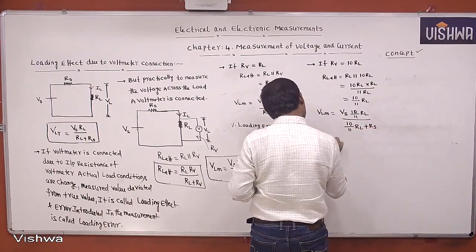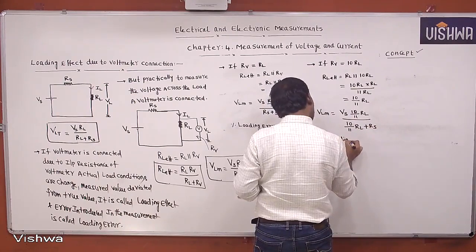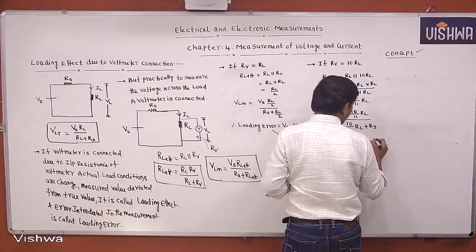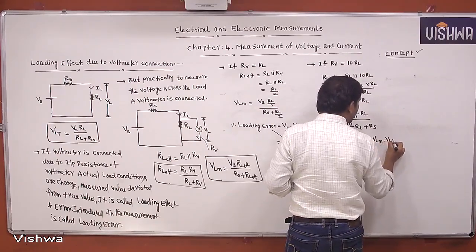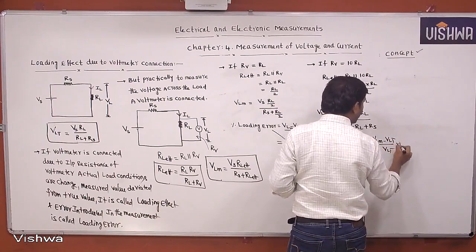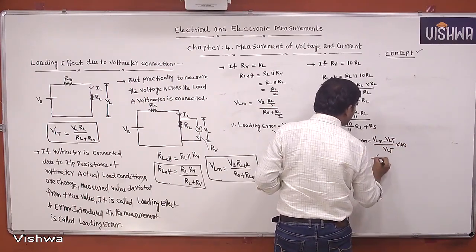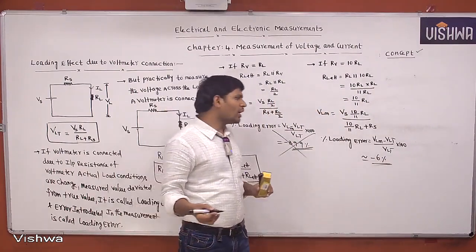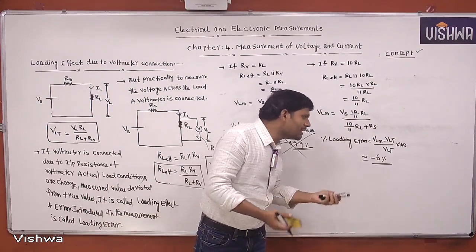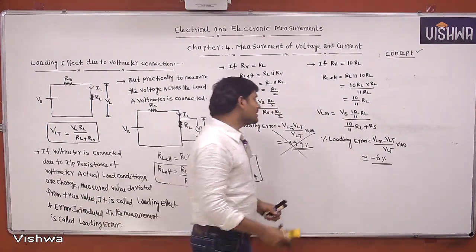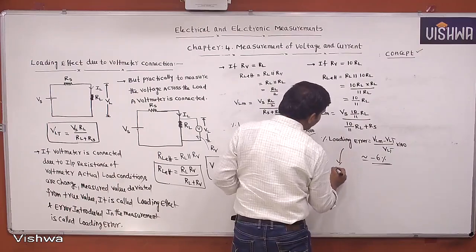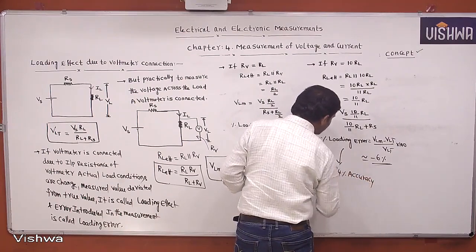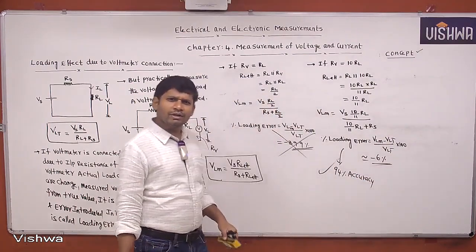Then we calculate percentage loading error. Percentage loading error equal to (VL measured minus VL true) by VL true into 100. Then we can get nearly equal to minus 6%, like minus 5.34 or 45, nearly minus 6%. Minus 6% error means 94% accuracy. 94% accuracy you can get. Then it is acceptable. 94% accuracy means acceptable.